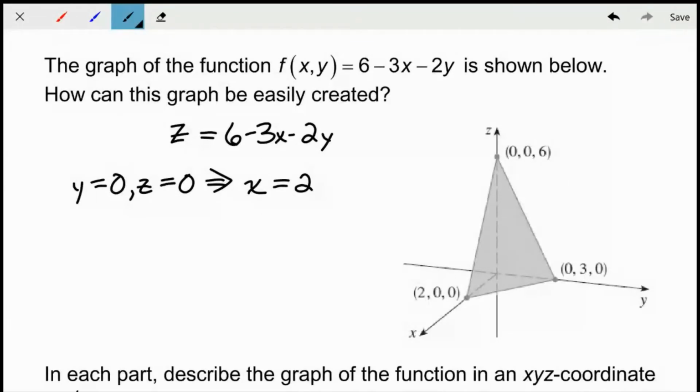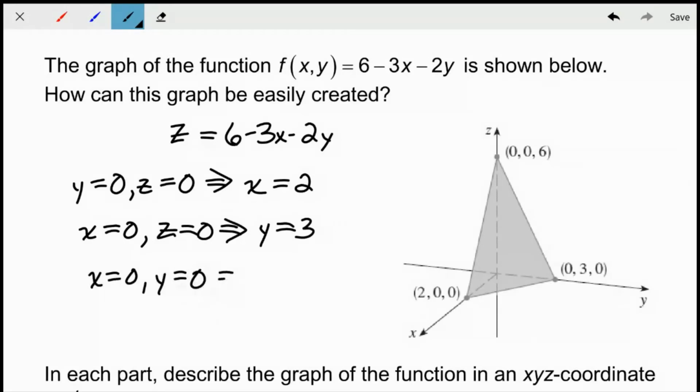I could do the same thing with the y value, for example. I could say x is 0 and z is 0. And that would give me y is equal to 3. Same thing if I want that z value. I could set x equal to 0. I could set y equal to 0. And that's going to give me z is equal to 6.